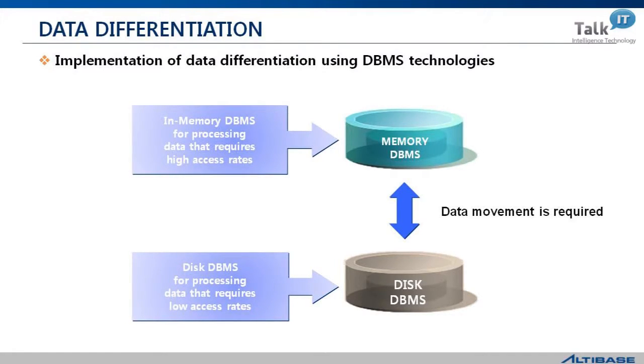The second case would be data from memory. When data in the memory DBMS gets older and its access rate decreases, we need to move it to a disk DBMS. So we put hot data in the memory DBMS and cold data into the disk DBMS.